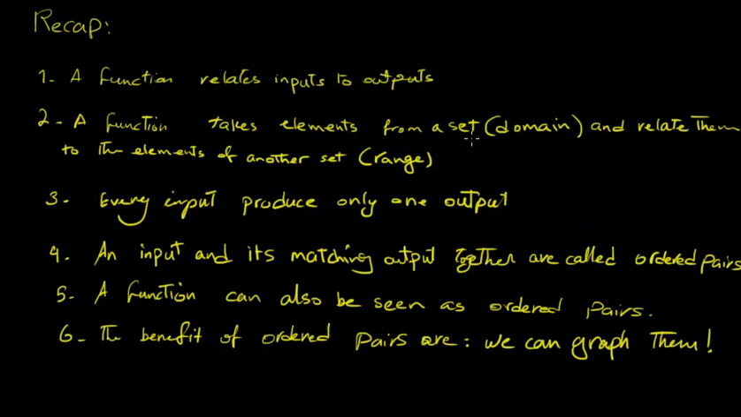This is our range. So let's recap our lessons on function. A function relates inputs and outputs. A function takes elements from a set that is called domain, all inputs, and relates them to the elements of another set, which is range. It is called output. Every input produces only one output. A function can also be seen as ordered pairs. You might ask, what is the benefit of ordered pairs? The answer is we can graph them easily, which is going to be our next lesson.